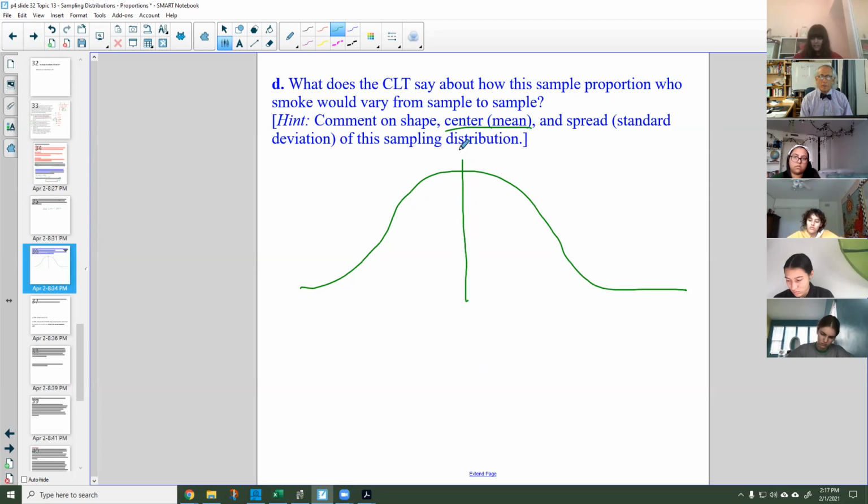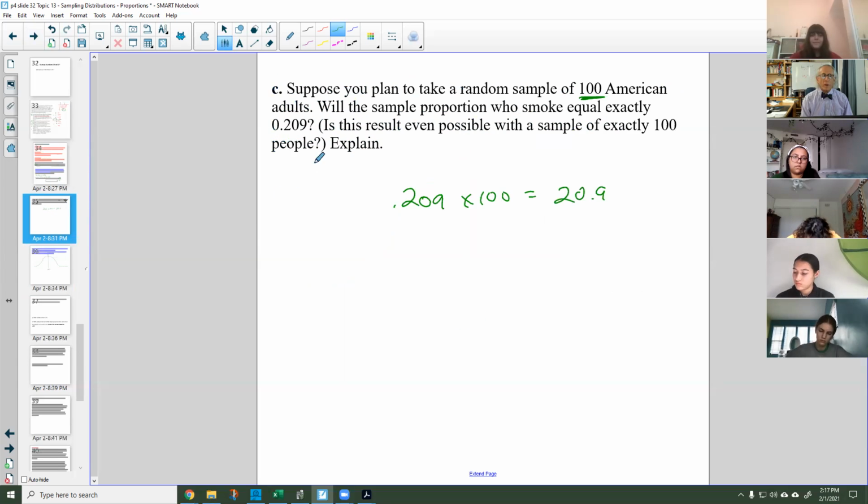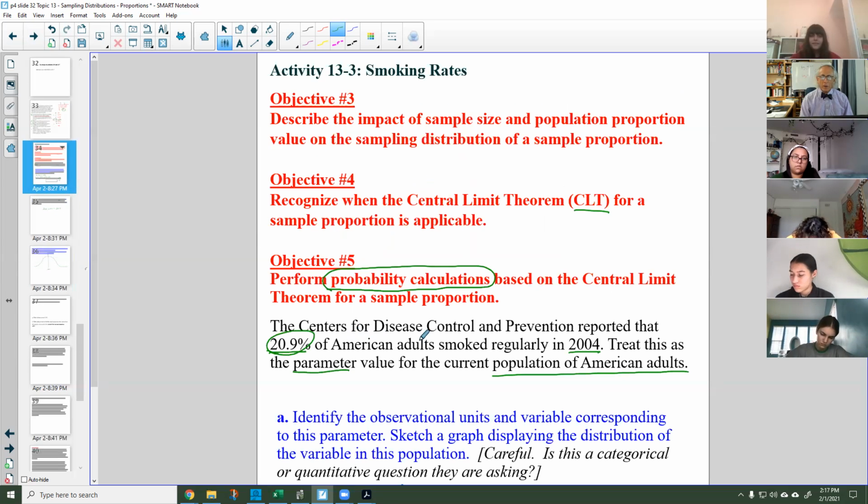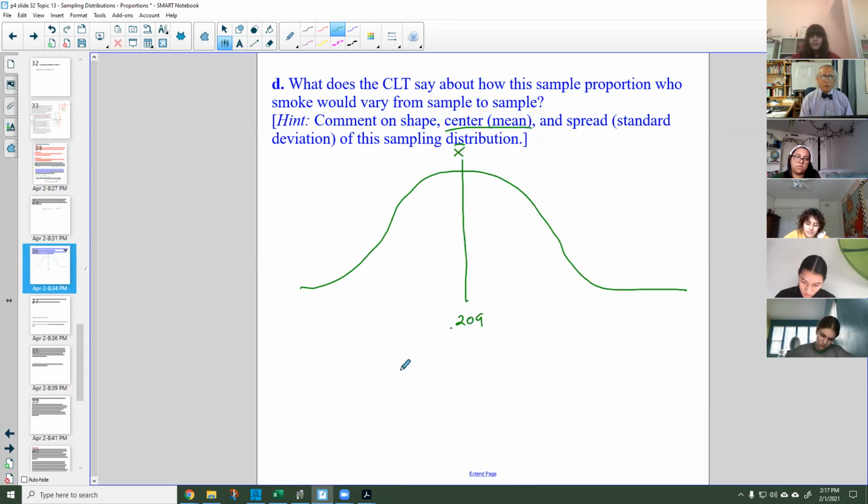Is it 20.9? It is. Okay. 0.209. That's what they told us in the problem. They said this is the parameter value for the population of American adults, 20.9%, so 0.209. Are you good with that? Okay, and then let's calculate the spread.